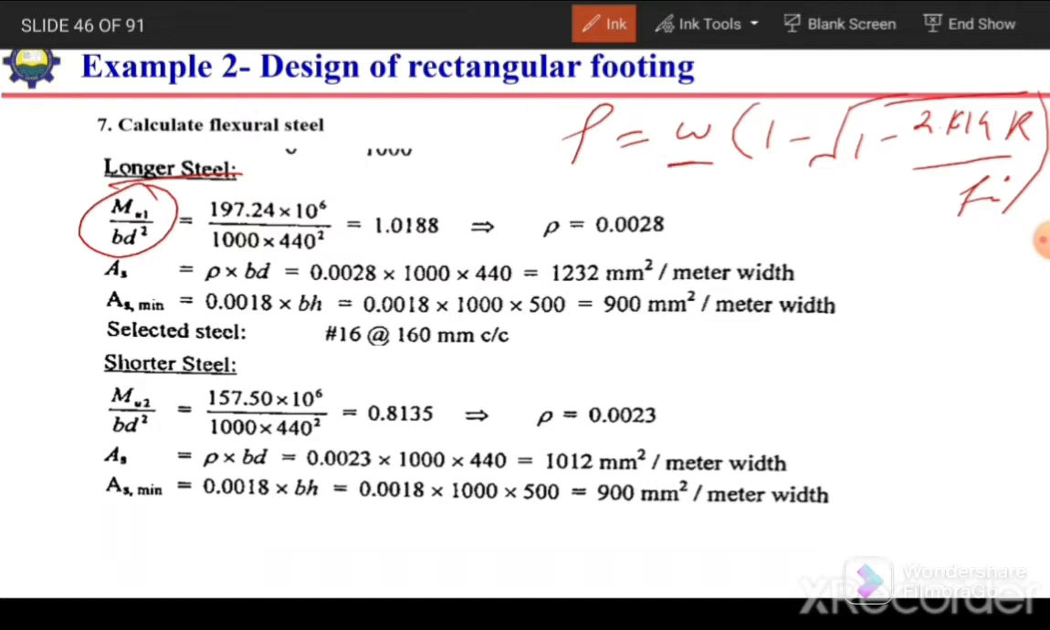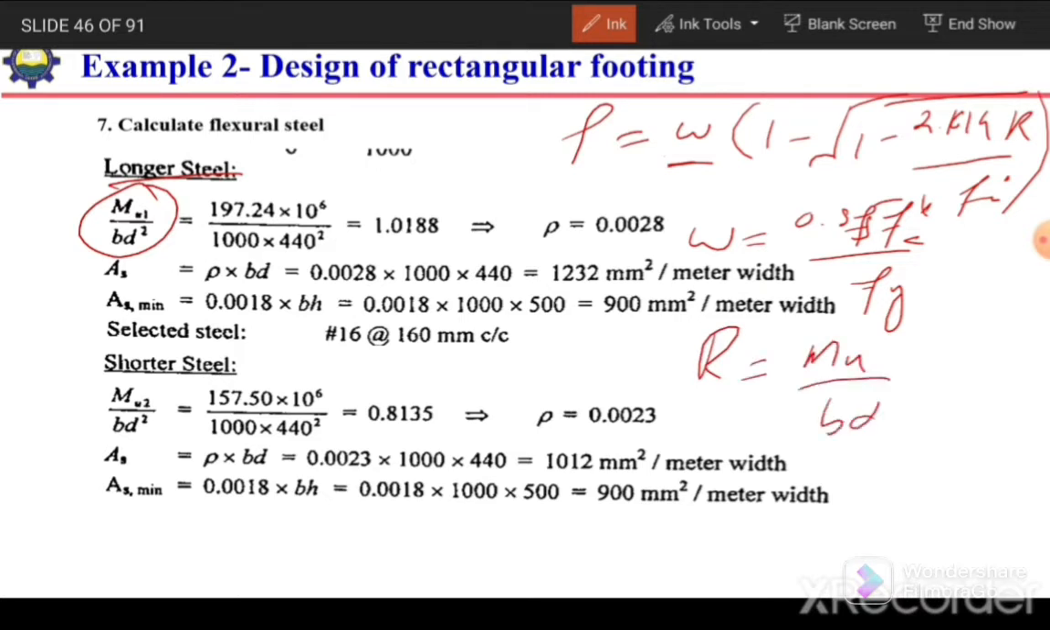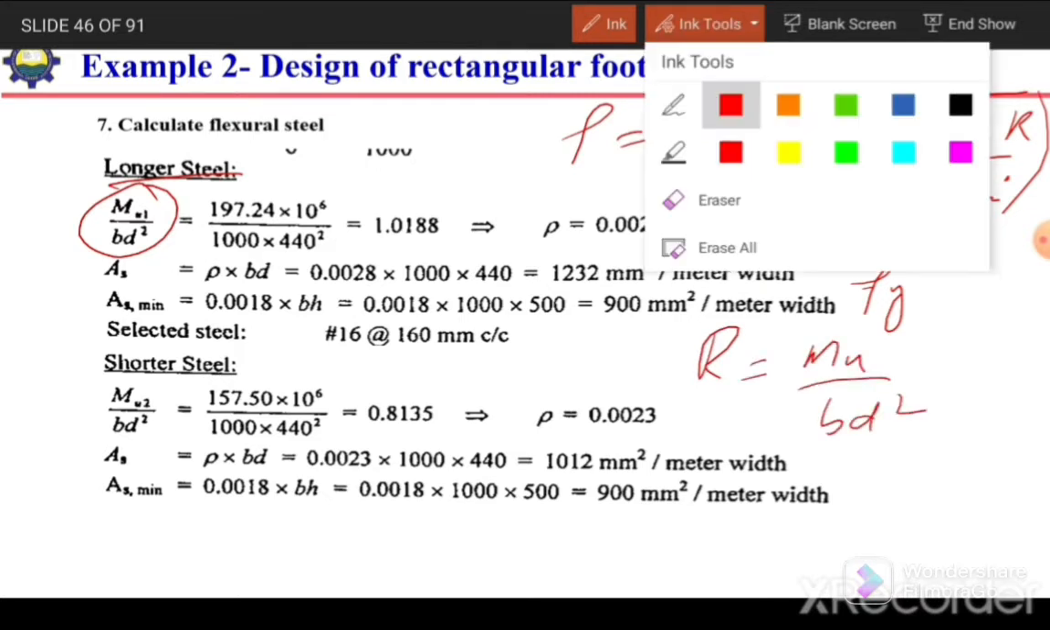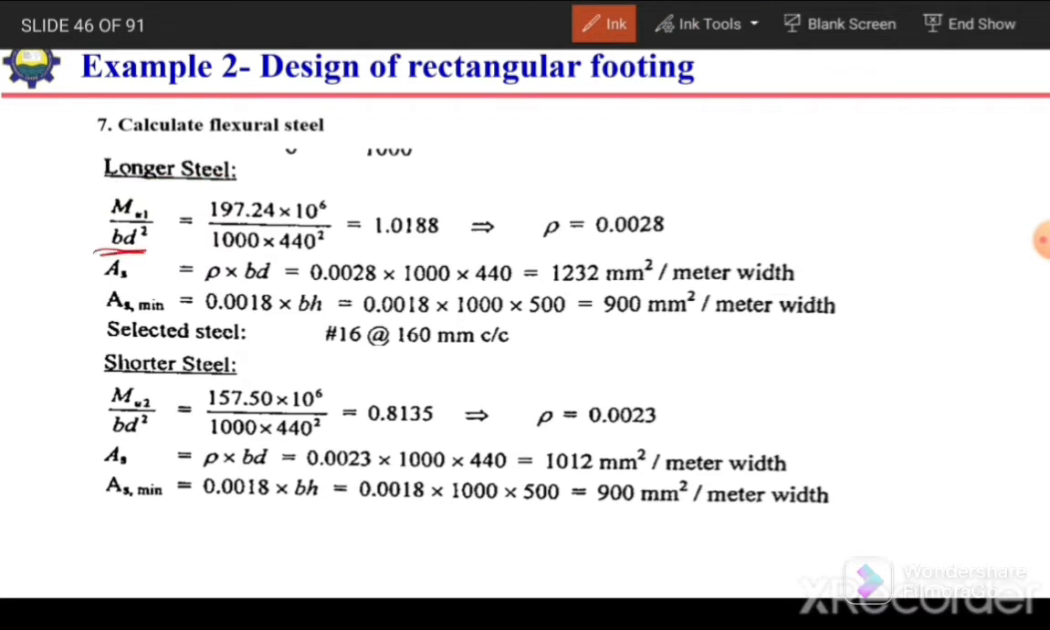So here W is equal to 0.85 fc' divided by fy. We have already studied this many times, and R is equal to Mu over bd squared. So from here we can calculate Mu over bd squared, its value is 1.0188, and then we can calculate the rho value.